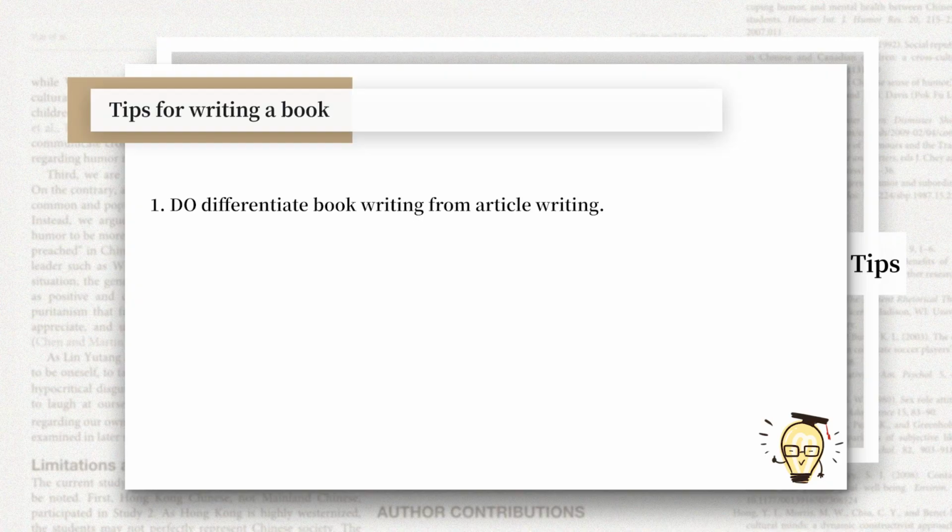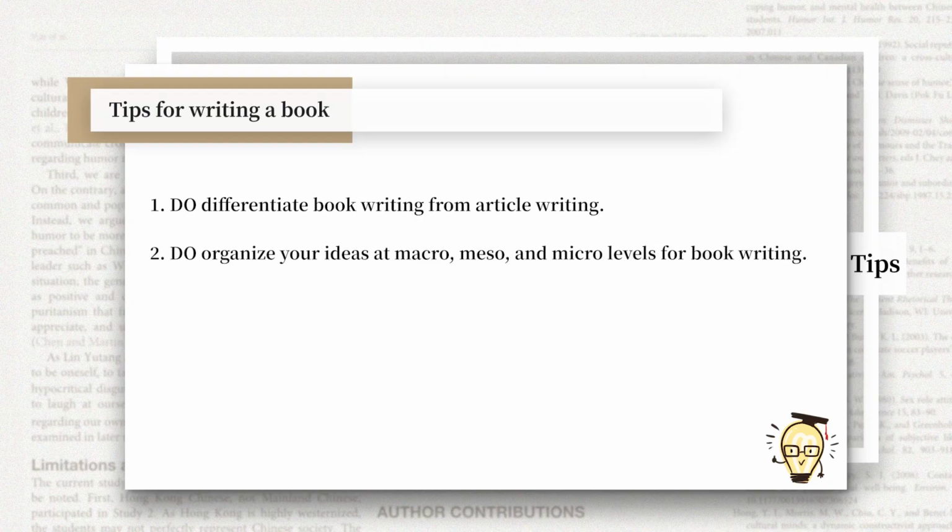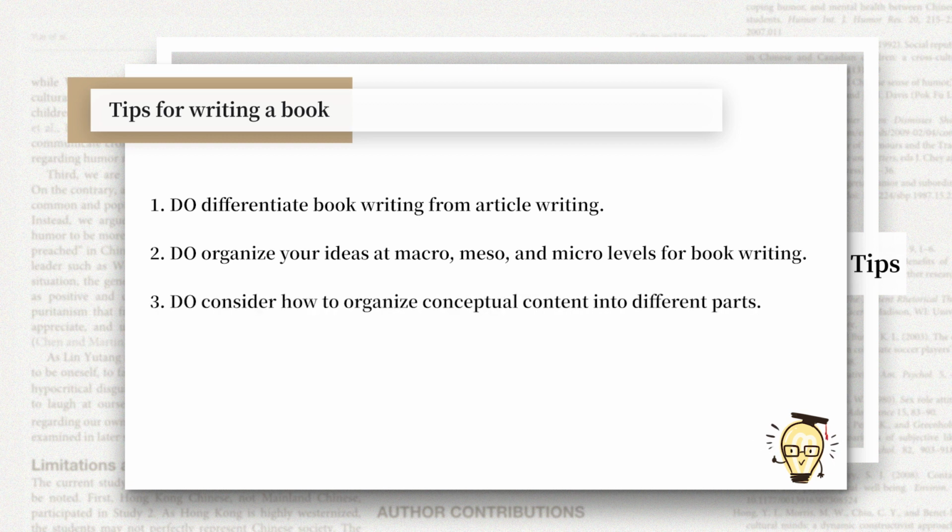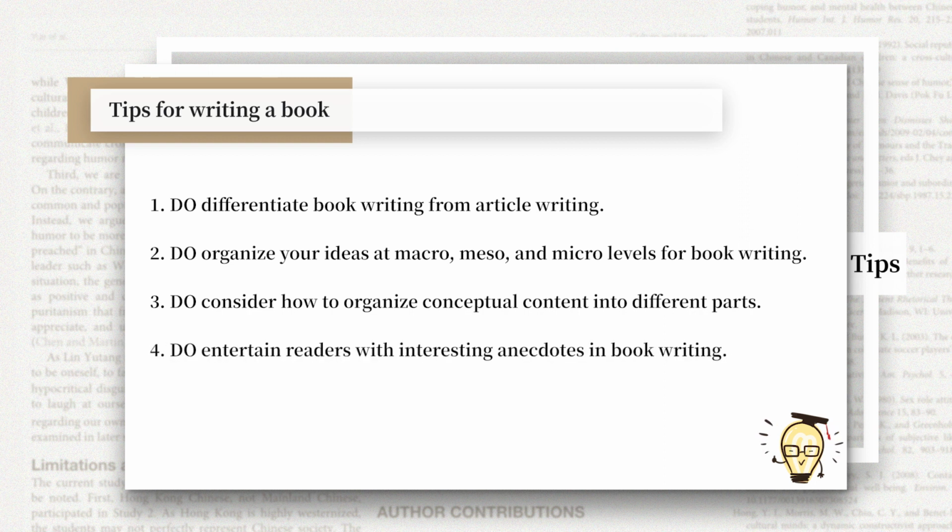article writing. Second, do organize your ideas at the macro, meso, and micro levels for book writing at different levels. And three, do consider how to organize conceptual content into different parts or themes or topics. And four, do entertain readers with interesting anecdotes in book writing. I'll show you this later.